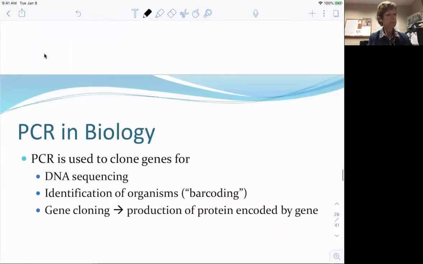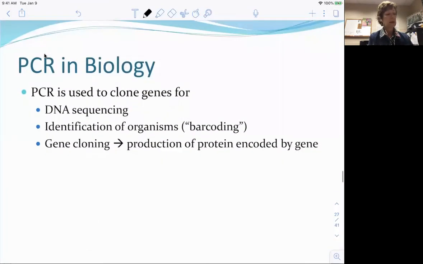That's really important. So in basic research, we can use the PCR product. We can do DNA sequencing. We can actually identify organisms. There's a technique called barcoding, something we'll do a little later in the semester, where you amplify a piece of an important gene and then get that sequence, and you compare that to what's known in the databases, and you can identify plants and animals and all sorts of things.